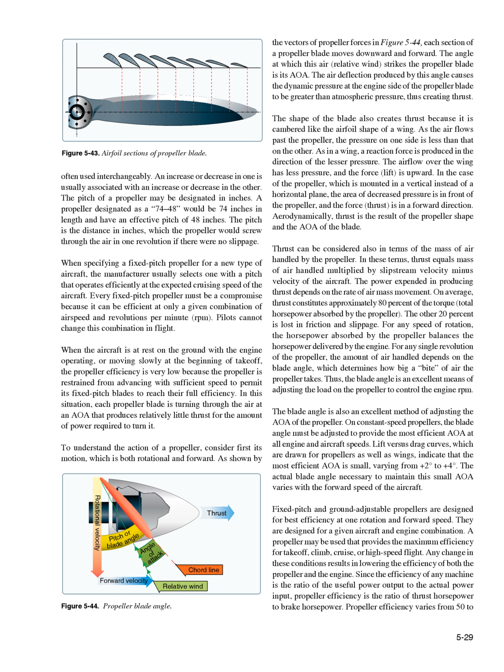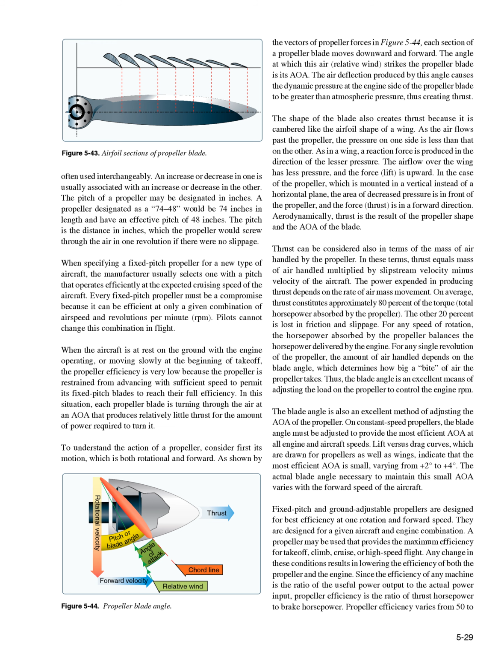When the aircraft is at rest on the ground with the engine operating, or moving slowly at the beginning of takeoff, the propeller efficiency is very low. Consider the vectors of propeller forces in figure 5-44. Each section of a propeller blade moves downward and forward. The angle at which this air, relative wind, strikes the propeller blade is its AOA. The air deflection produced by this angle causes the dynamic pressure at the engine side of the propeller blade to be greater than atmospheric pressure, thus creating thrust.